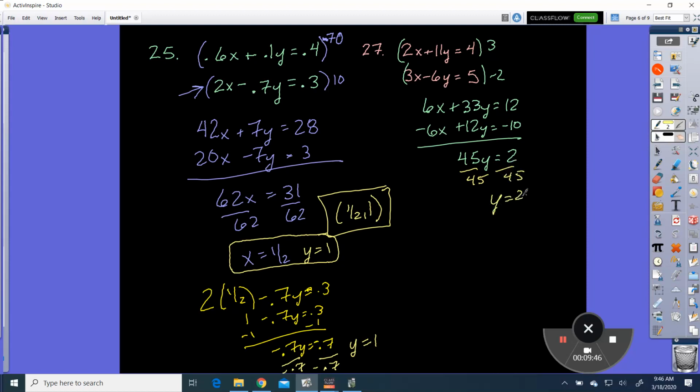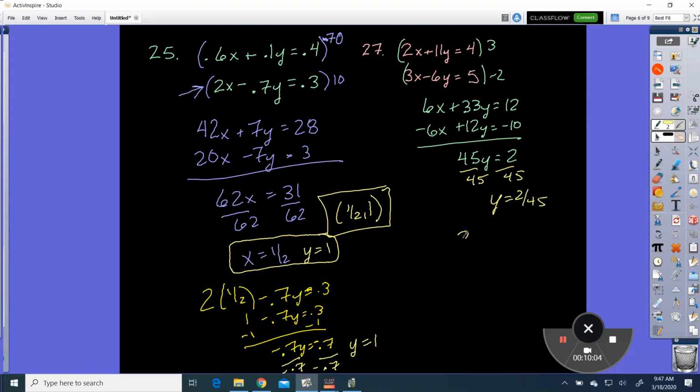And y equals 2/45. So that's kind of a strange answer. Realize you can plug these back into both equations once you get x and y and find out if your answer really is correct. If you plug in the x and y and you get 4, and then you plug in the x and y on this one, you get 5, you know your answers are correct.